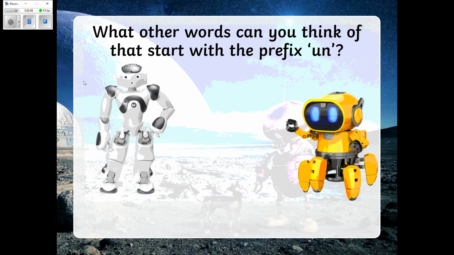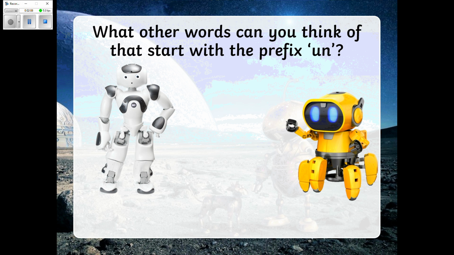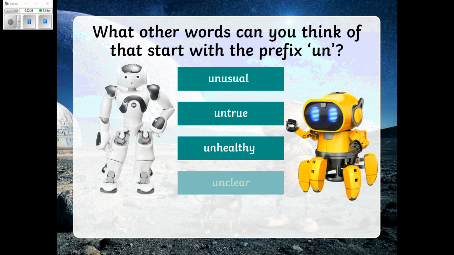And now here's your investigation. Try to find as many different words that start with the prefix un. You could look them up in a dictionary. You could go online and type them in and ask Google, or you could use Alexa or Google in your house if you've got that option. Here's a few that the robots have got to start you off. Unusual, untrue, unhealthy, and unclear.